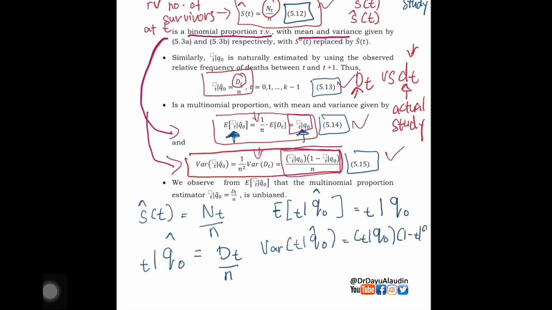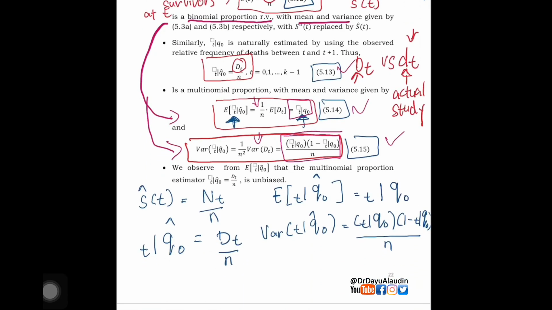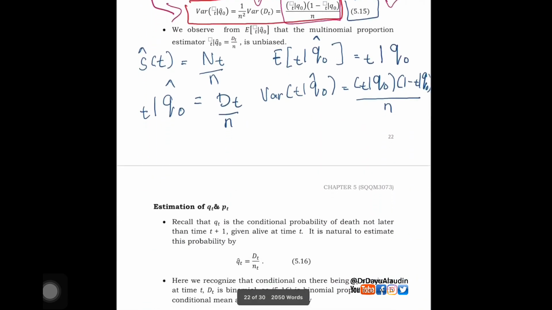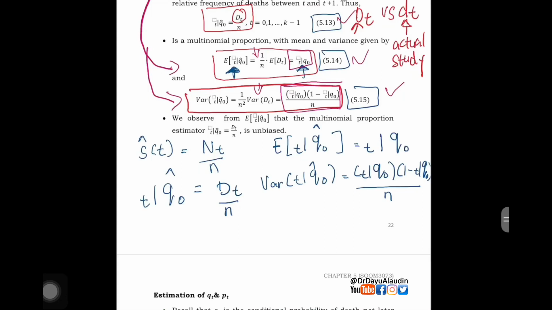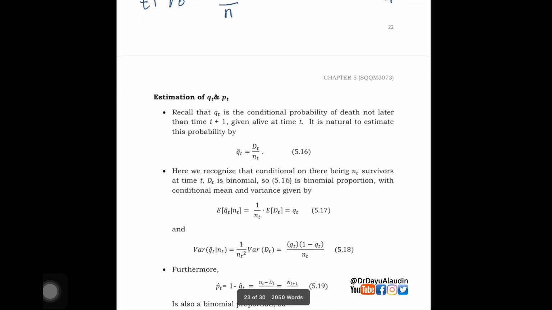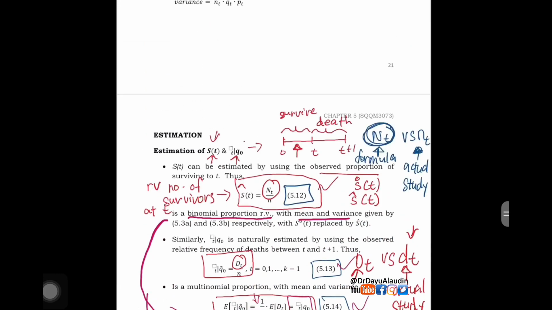1 minus t q 0 over N, where N is the number of samples at 0. So we settle the first estimation for S(t) and the conditional probability. Now we go to estimation for the probability of death and P(t). For estimation, we have to use hats. This one is also an estimation, so we have to use a hat for both.